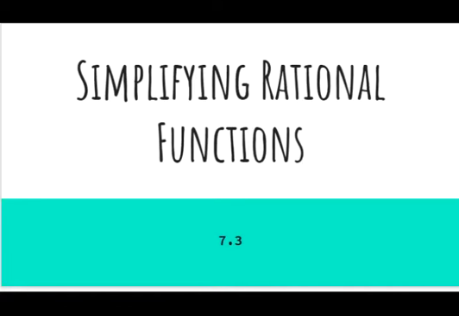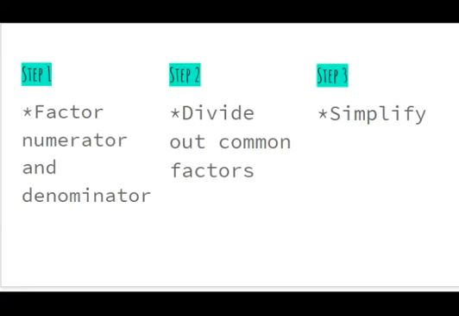Simplifying rational functions. These are the following steps to simplify rational functions. Step 1. Factor numerator and denominator. Step 2. Divide out common factors. And step 3. Simplify the rational function.